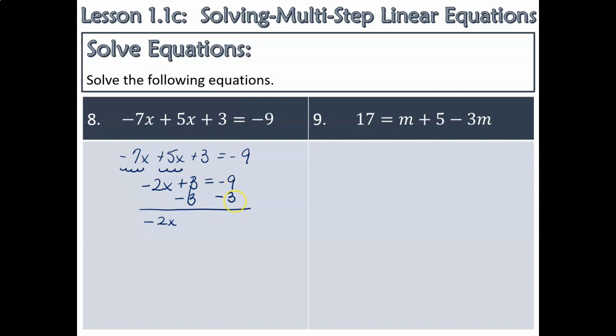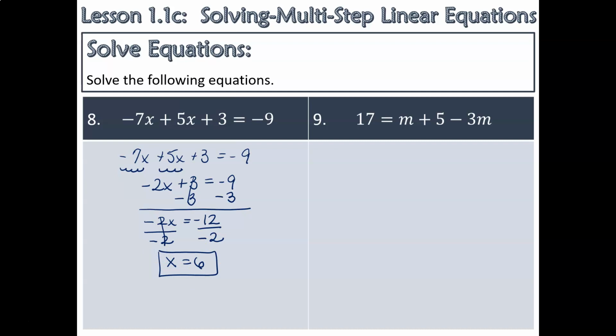And negative 9 plus negative 3 is negative 12. Be careful with the signs here. So now I'm going to undo this multiplication, and I'm going to divide by negative 2. So negative 12 divided by negative 2 is 6.